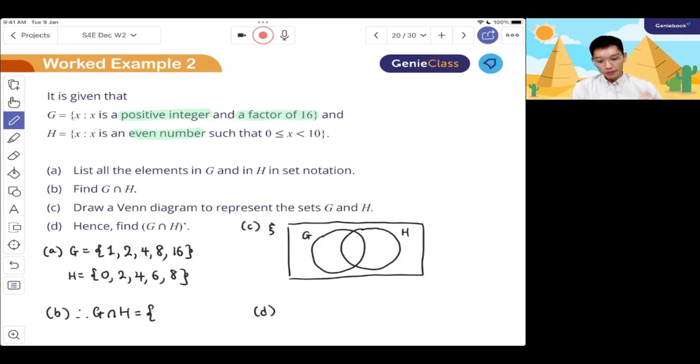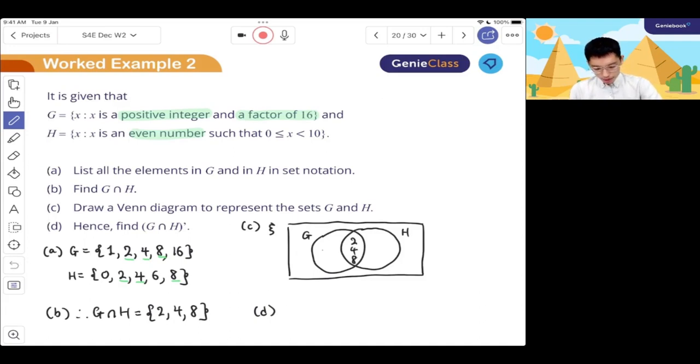Before actually drawing the Venn diagram, we can realize intersection means the common elements. So common, I hope you all realize, is 2, 4, and 8. Those are the common things. Which part do they intersect at? They should have something in common. So therefore, these should be my elements: 2, 4, 8. When I draw my Venn diagram, I know inside is 2, 4, 8.